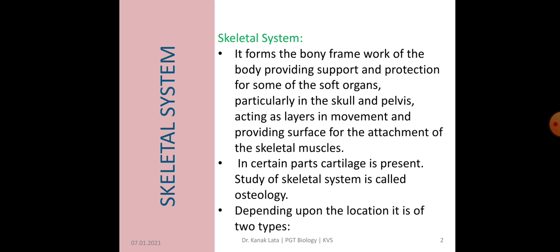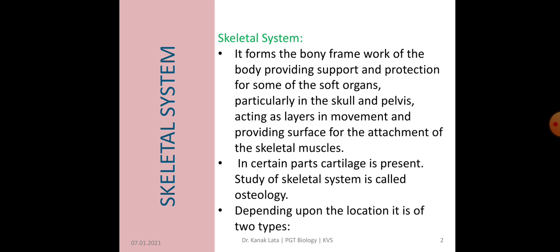First of all, we will discuss the skeletal system. The hard, supportive or protective elements of the animal body form the skeletal system. Thus, it forms the bony framework of the body, providing support and protection for some of the soft organs, particularly in the skull and pelvis. It also acts as levers in movement and produces surfaces for the attachment of skeletal muscles. In certain parts, cartilage is also present instead of bone.